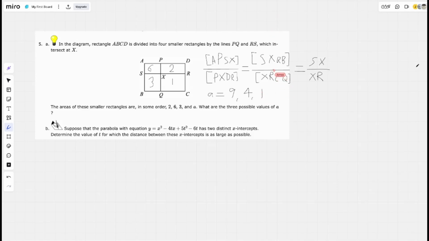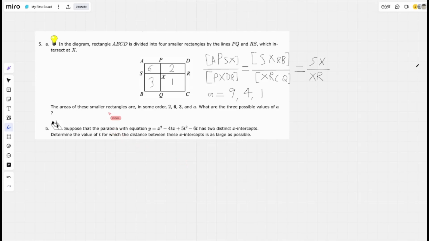Basically, as a recap, you get a different value for the remaining area, like the unknown area of the last rectangle, as long as the number in the middle between the other two numbers we know is different. And since we only have 3 different numbers that could be in the middle, being 2, 3, and 6, we'll get 3 values of A. So the answer to this question is equal to 1, 4, and 9.